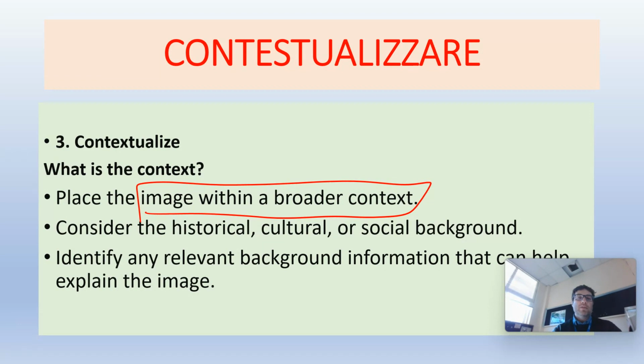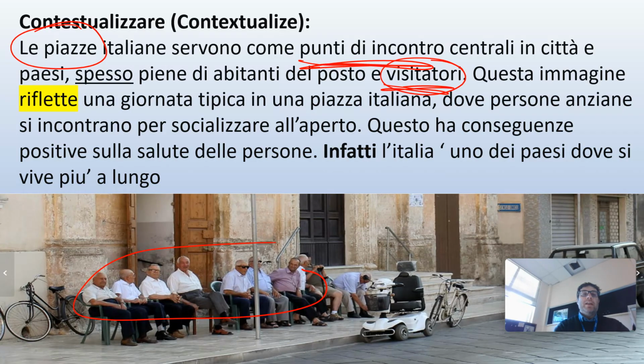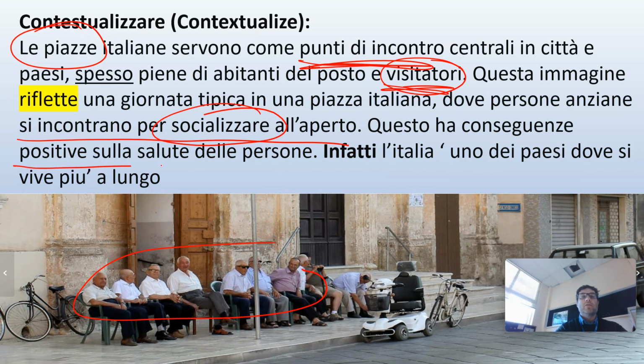So the image is always the same, obviously. Quindi il contesto è la piazza, luogo di incontro, punto di incontro nelle città, che è molto importante per gli italiani. E quindi in questa piazza ci sono gli abitanti del posto, magari ci sono anche dei visitatori, dei turisti che non vediamo, maybe we don't see that, ma vediamo la cosa importante è la socializzazione e questo ha delle conseguenze positive sulla salute delle persone.